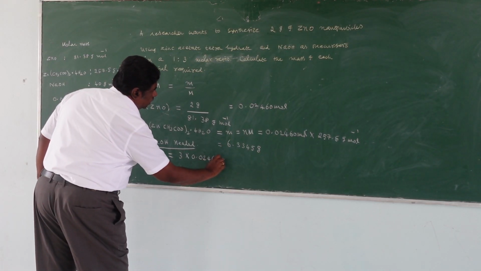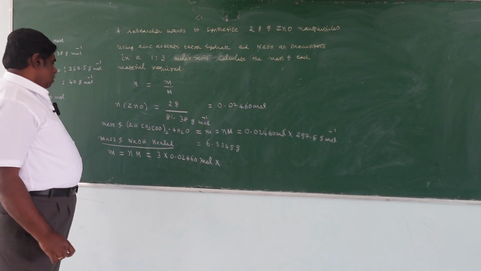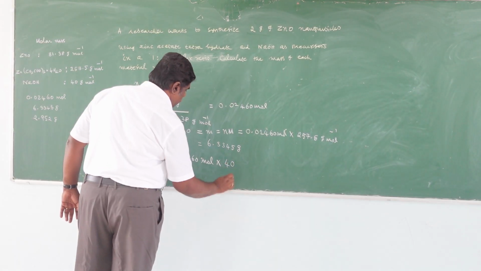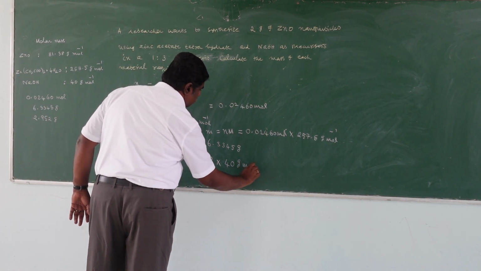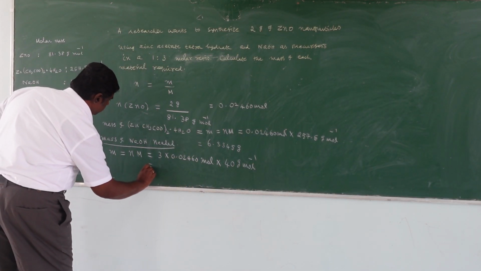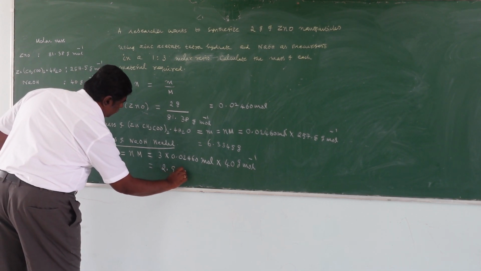0.02460, this is mole, into the molar mass of sodium hydroxide, which is 40 g mol^-1. If you simplify this, you can get 2.952 gram.